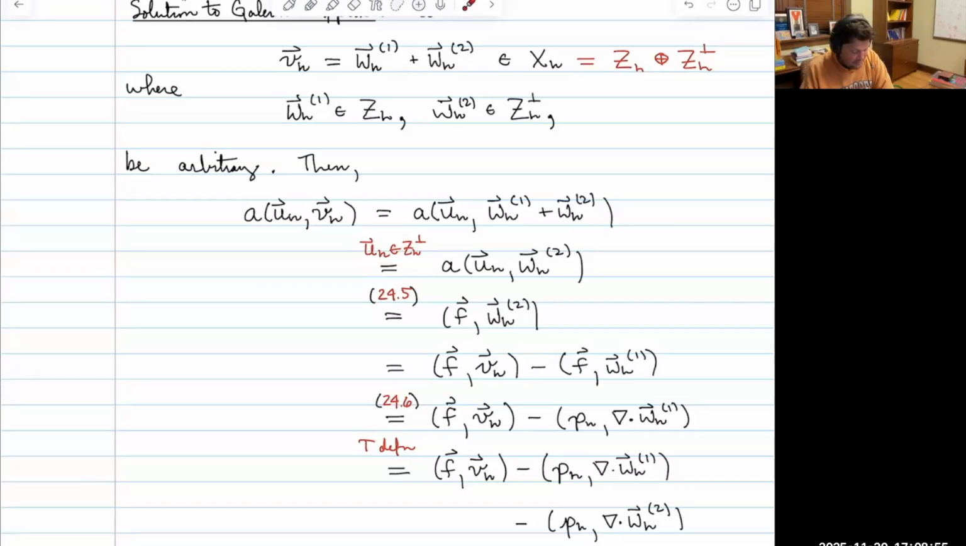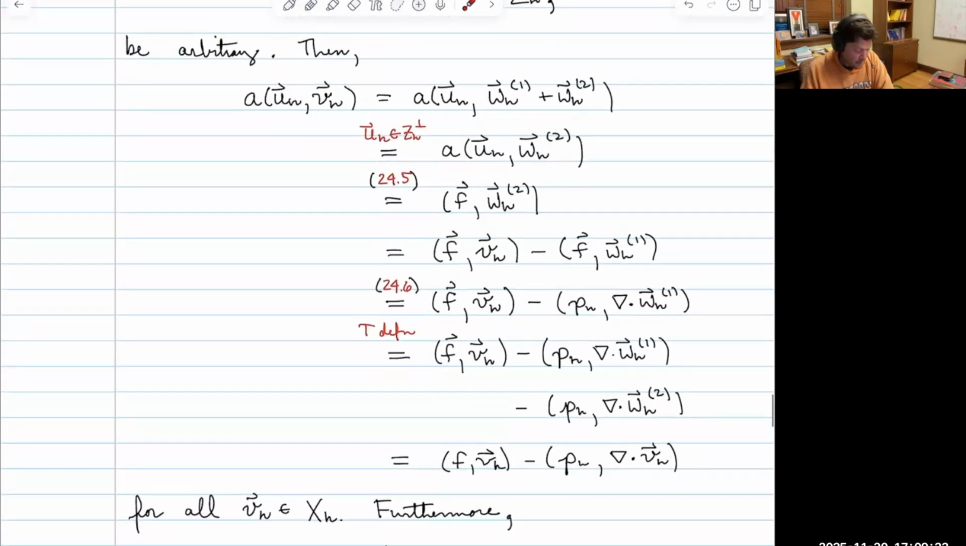Now we're going to use the definition of our solution from 24.5. This is arbitrary here, so it doesn't matter that it's arbitrary. It's true for any of these guys. So this is equal to that according to 24.5. This is the forcing function, and all we need to know is that this guy is in ZH perp.